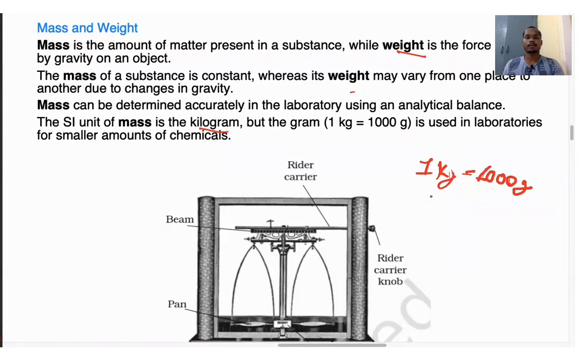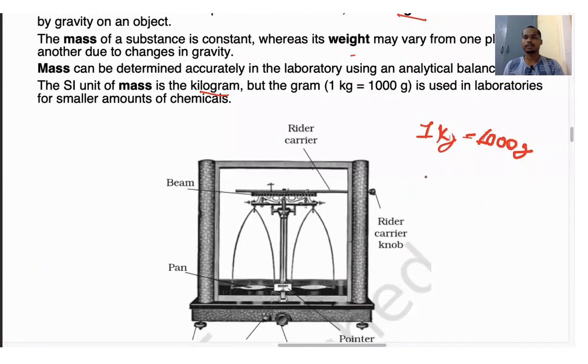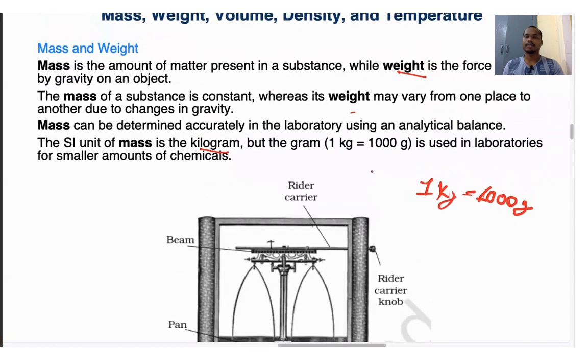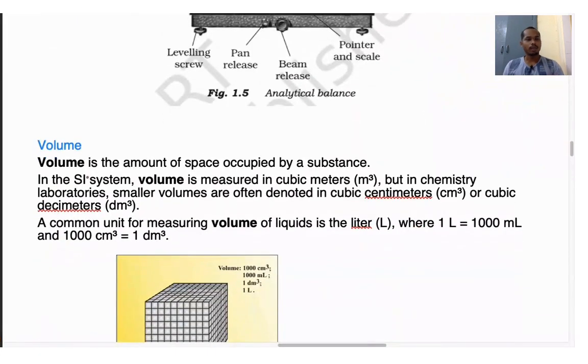So this was the mass and weight. Next is volume. Volume is the amount of space occupied by a substance. Volume is nothing but the space occupied by any substance, whether it is a liquid or solid.